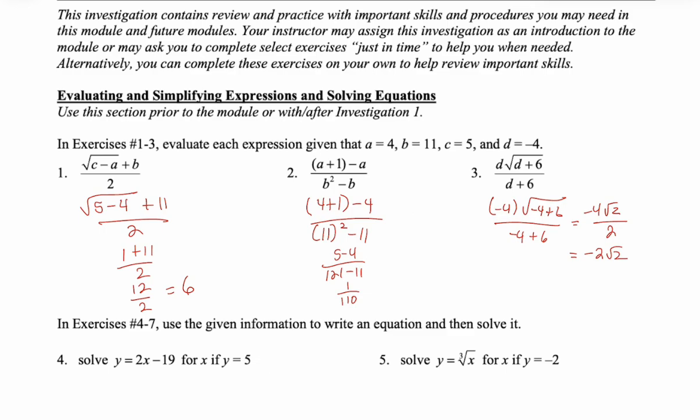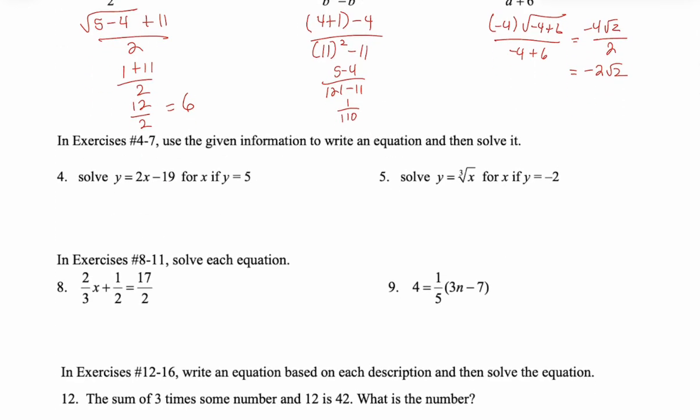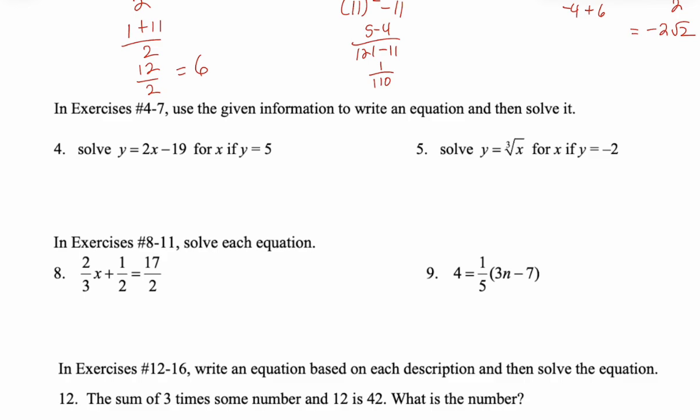Okay, now let's talk about 4 and 5. It says in exercise 4.7, use the given information to write an equation and then solve it. So what they want you to do initially, please follow the instructions. First, they say to solve that for x. And it says if y is equal to 5. So we're going to do it in that order.